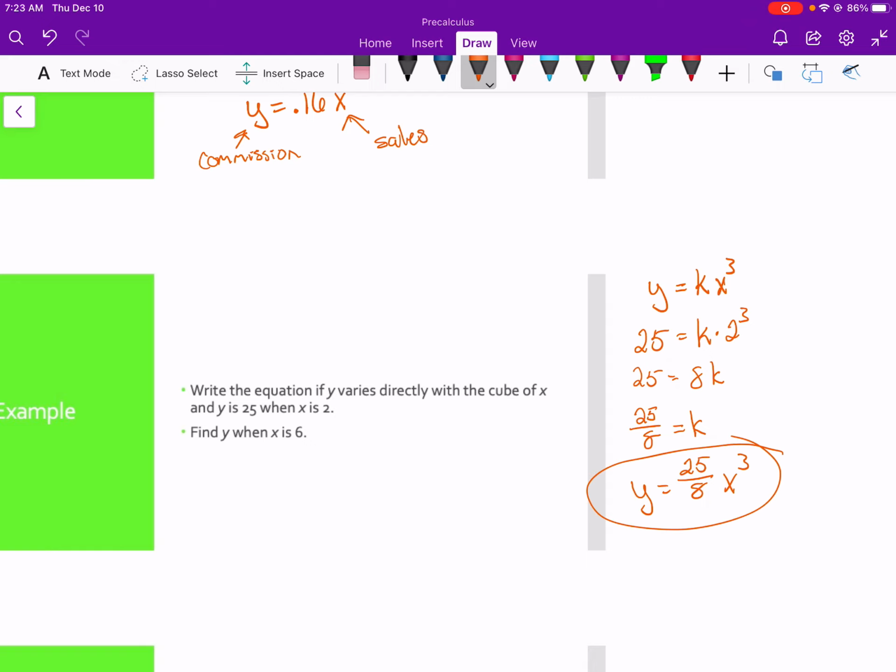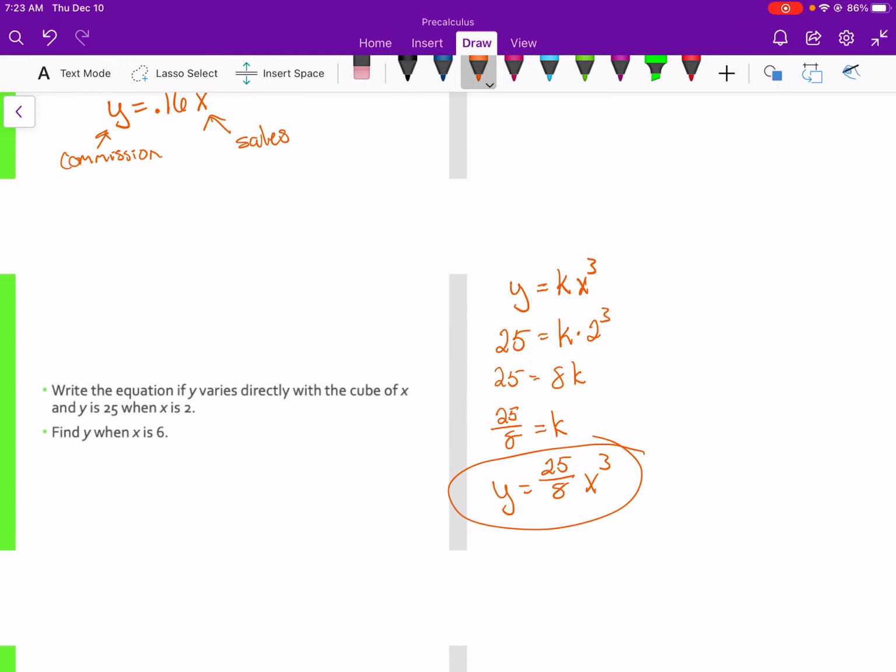So that's our equation. Now let's find y when x is equal to 6. That means we're just going to plug in 6 for x, so 25 over 8 times 6 cubed. So that's 25 over 8 times 216. And if you plug into a calculator, you get 675.